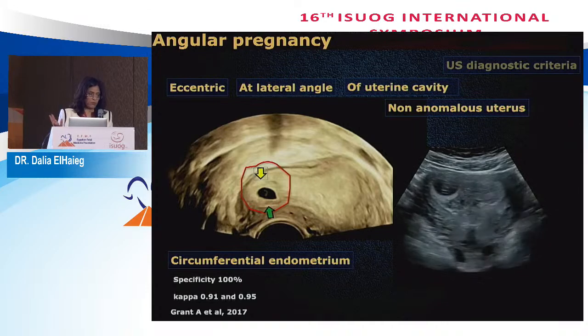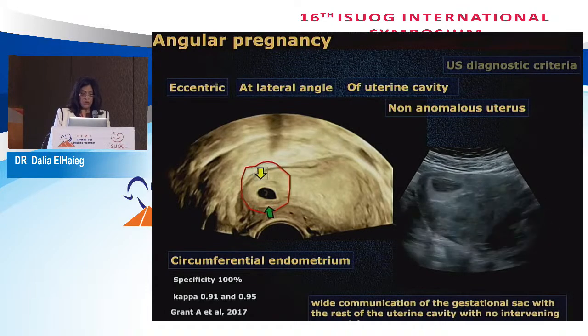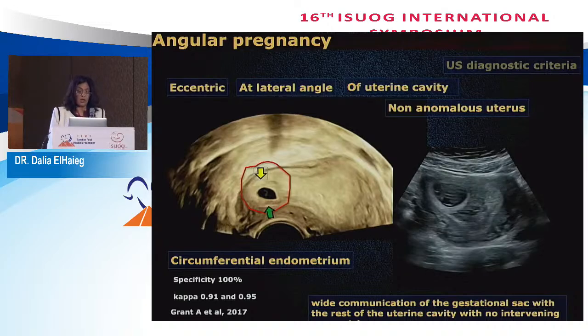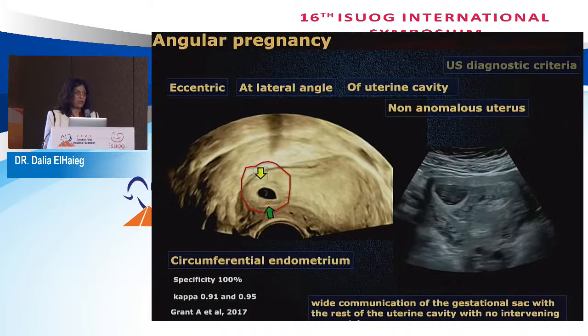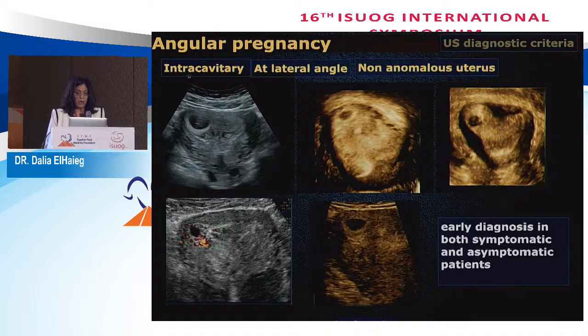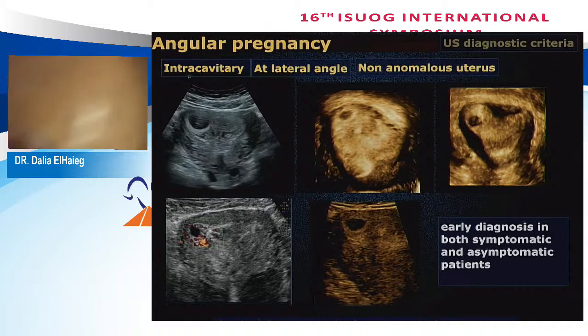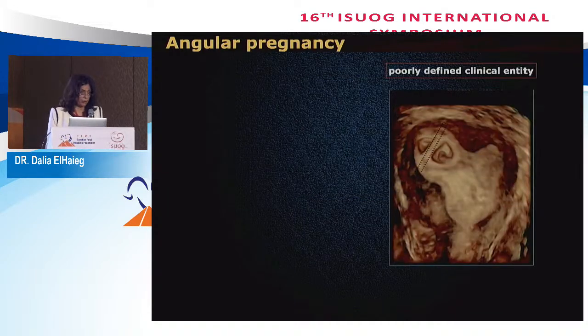This is to differentiate it from the interstitial. It's all around surrounded by the endometrium with wide communication between the gestational sac and the cavity with no intervening myometrium, and these criteria allow for early diagnosis in symptomatic and asymptomatic patients, and clearly delineate it from interstitial ectopic.